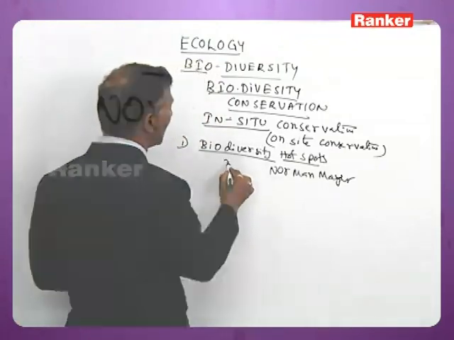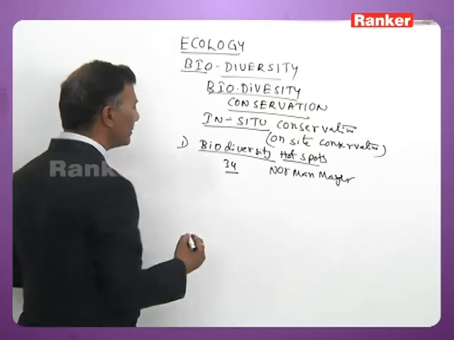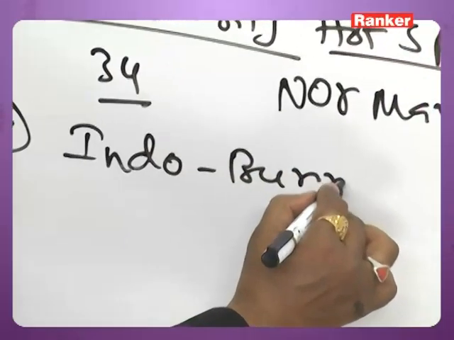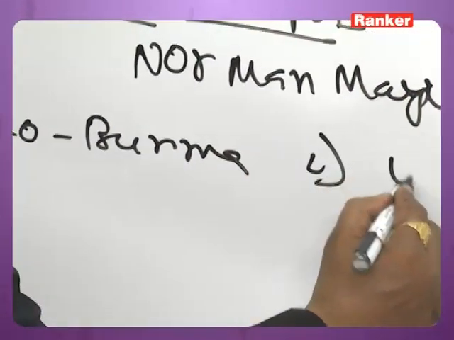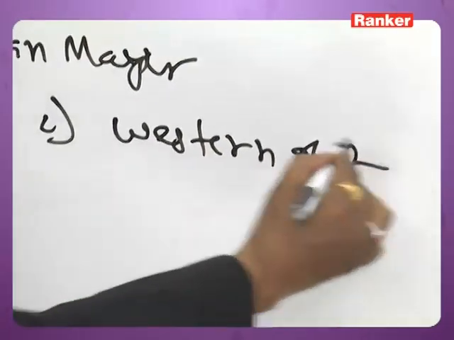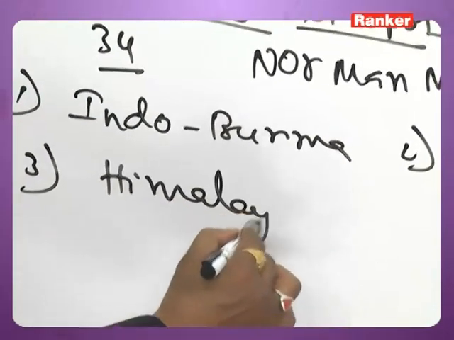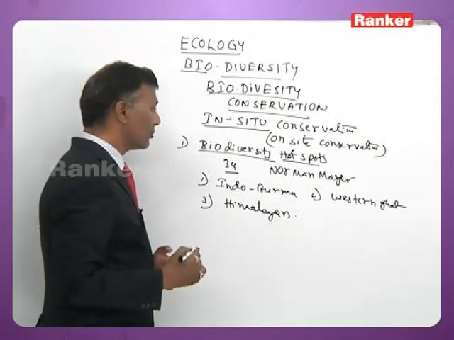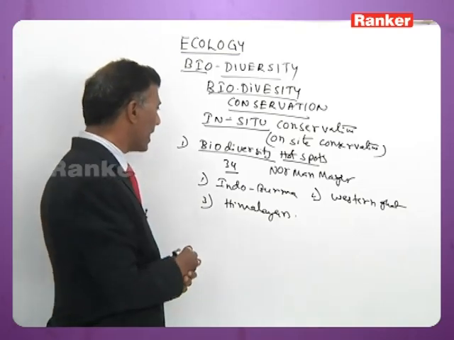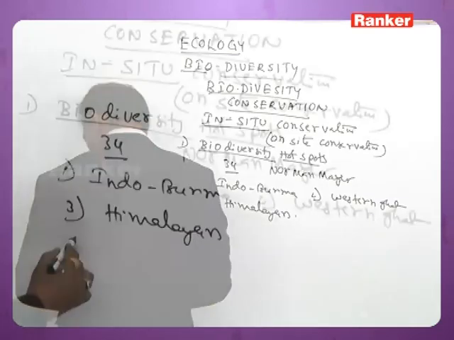There are nearly 34 biodiversity hotspots identified all over the world, and in India, Indo-Burma, Western Ghat, and the Himalayan region are identified as the most important biodiversity hotspots.